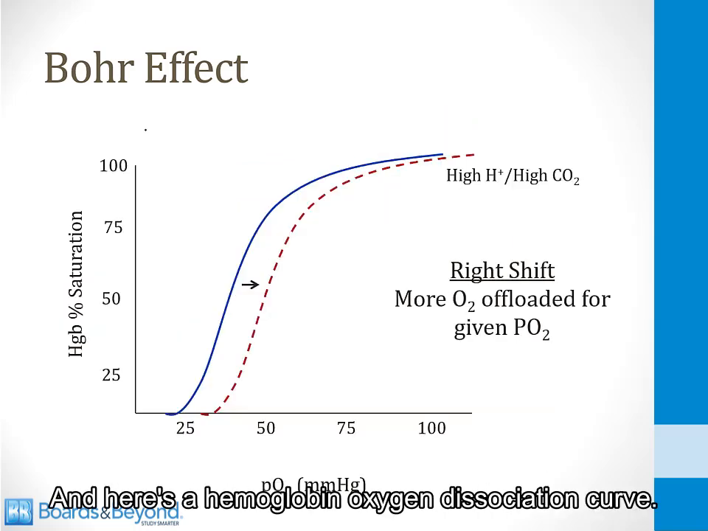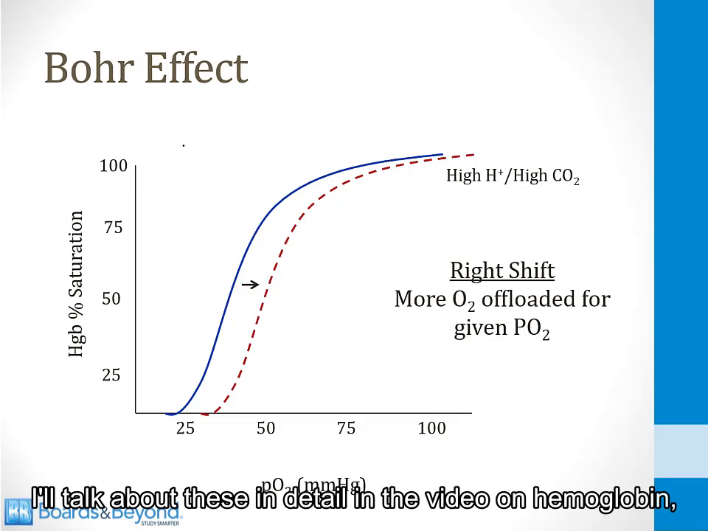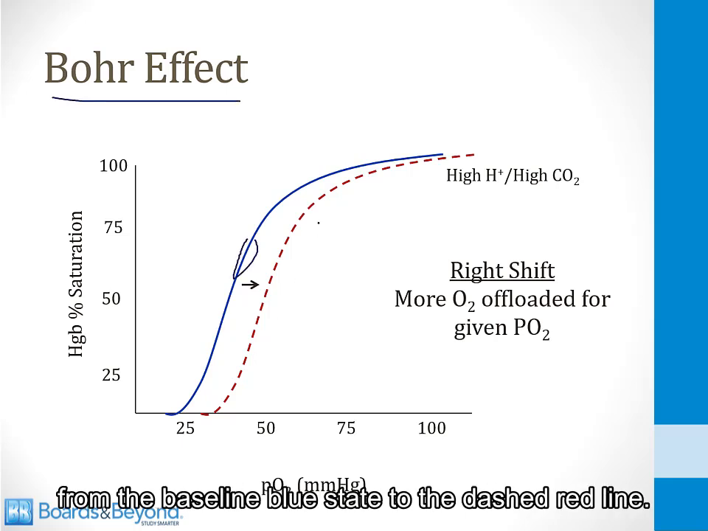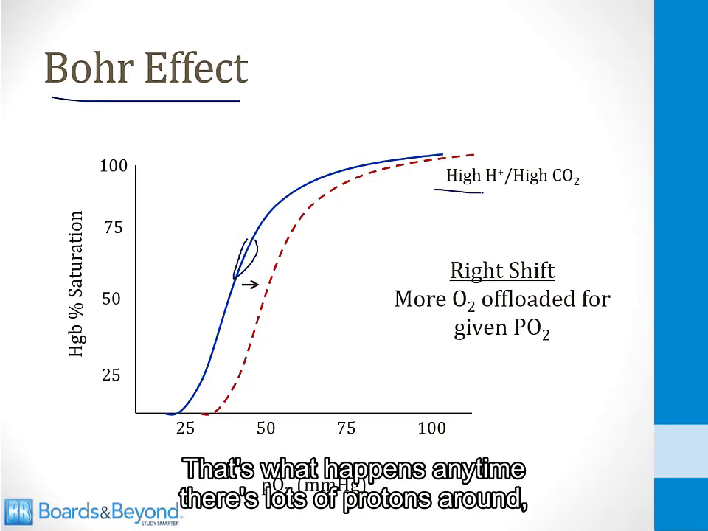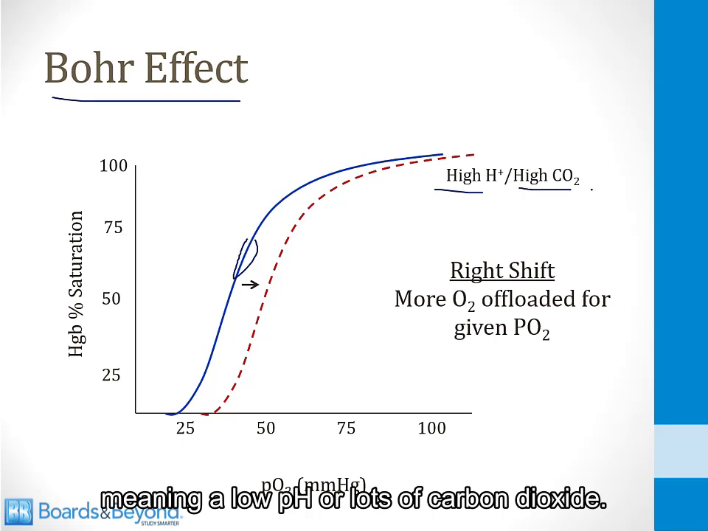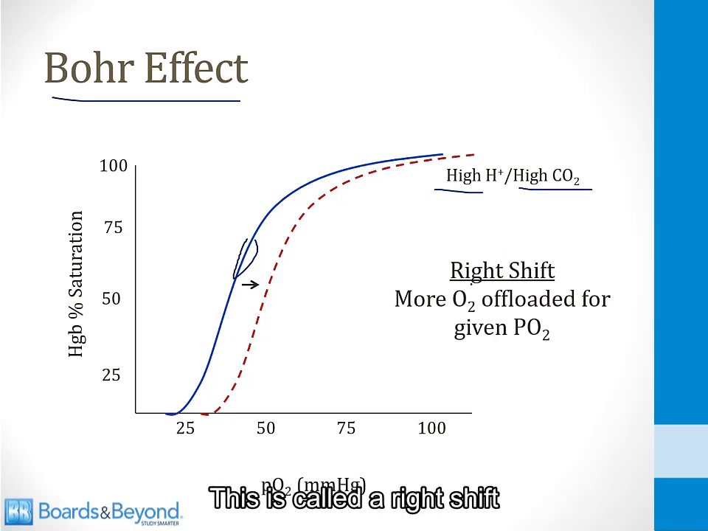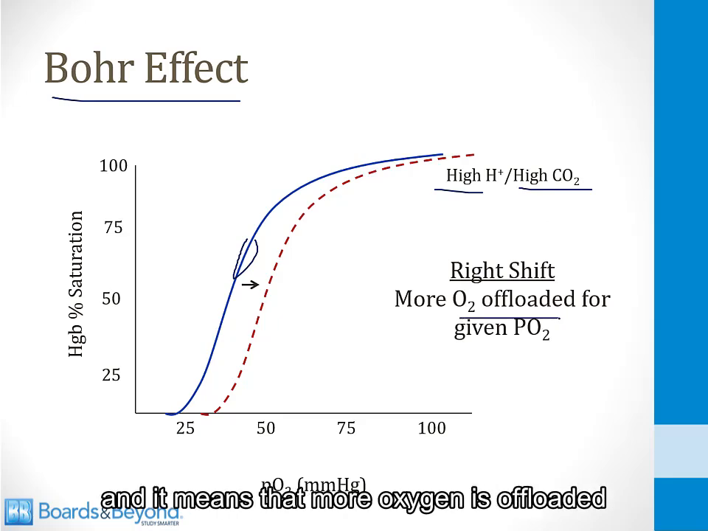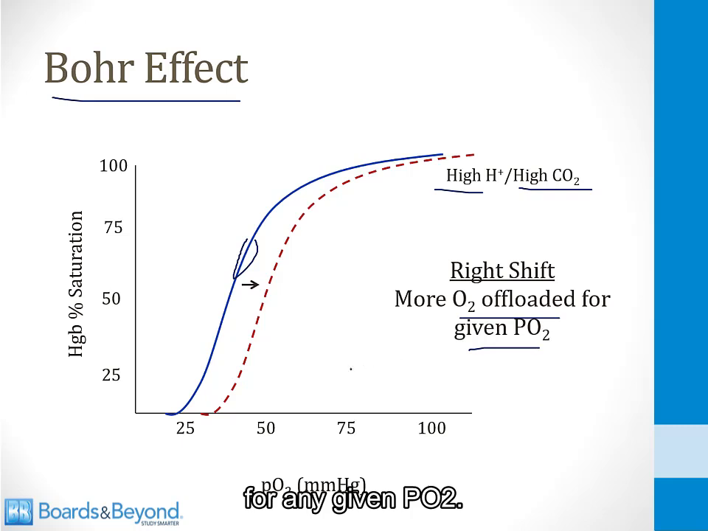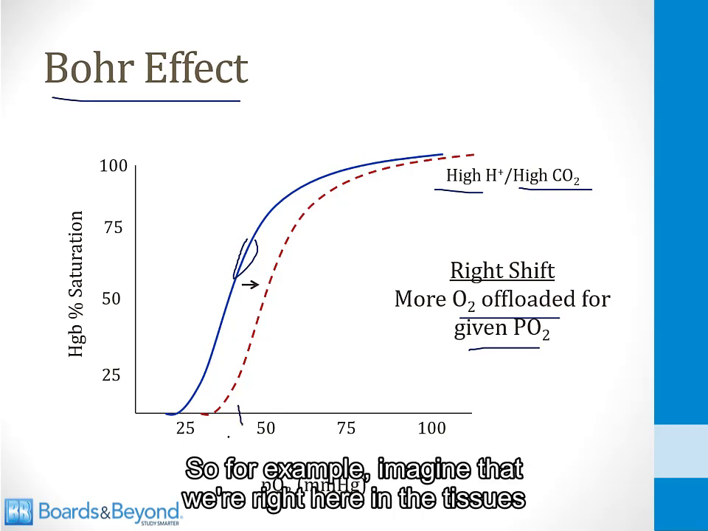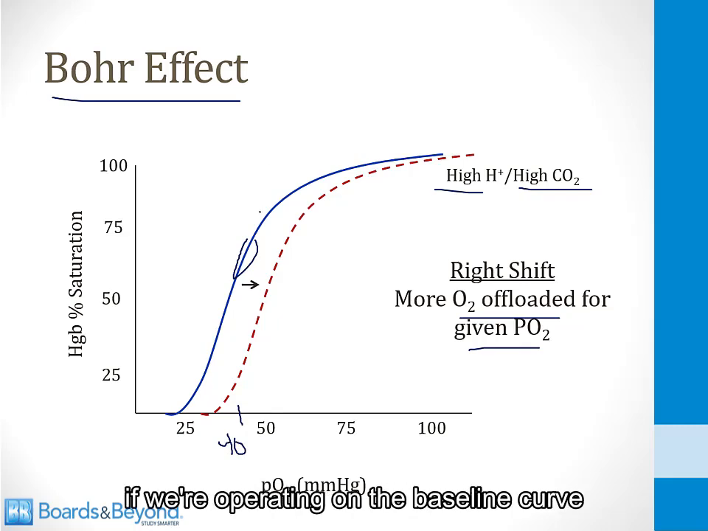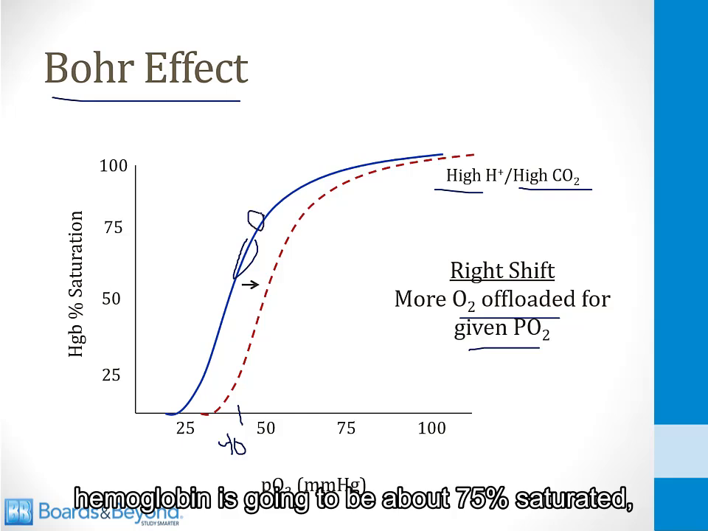And here's a hemoglobin oxygen dissociation curve. I talk about these in detail in the video on hemoglobin, but what the Bohr effect does is shift the curve from the baseline blue state to the dashed red line. That's what happens anytime there's lots of protons around, meaning a low pH, or lots of carbon dioxide. This is called a right shift of the oxygen dissociation hemoglobin curve, and it means that more oxygen is offloaded for any given PO2. So for example, imagine that we're right here in the tissues and we have a PO2 of 40. If we're operating on the baseline curve, hemoglobin is going to be about 75% saturated.